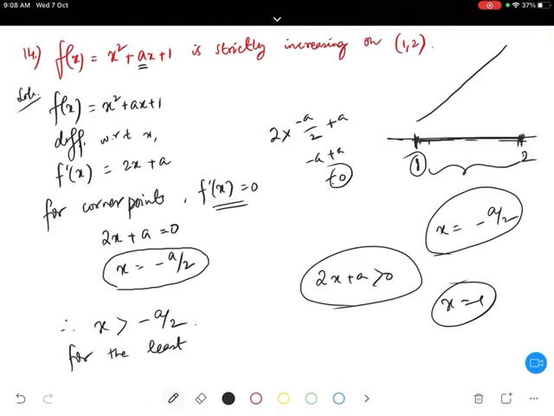So write down. So for the least value, 1 is equal to minus a by 2. That implies therefore a is equal to minus 2.